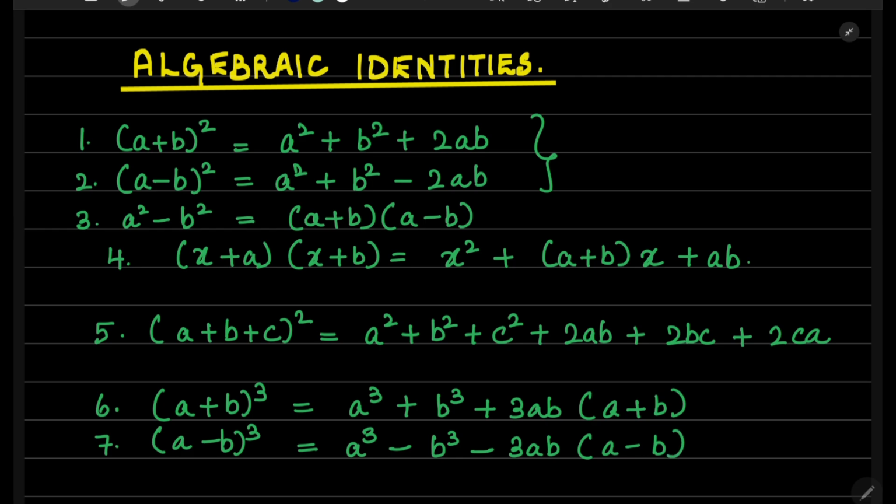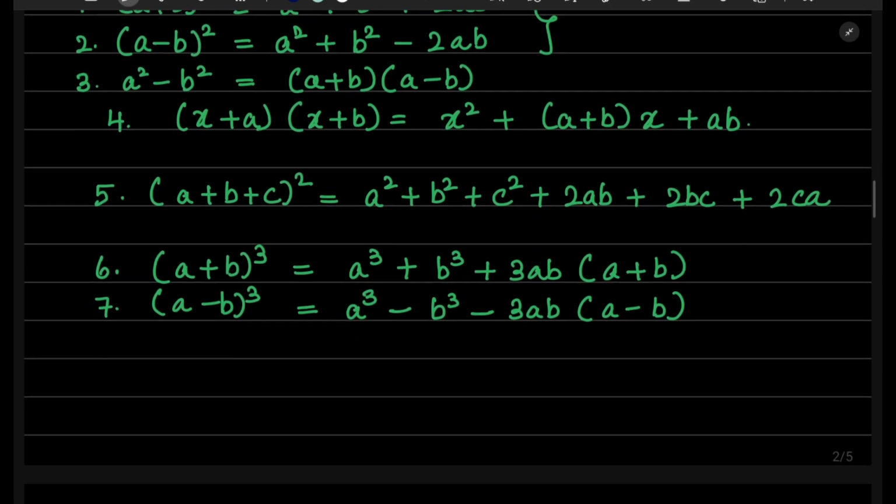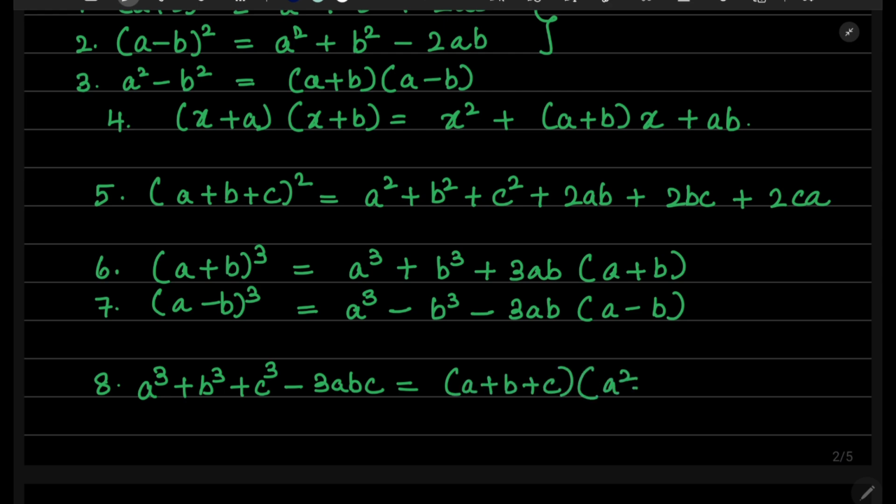So these are the 7 identities, and there's one more. The 8th one, I'll write it separately. Suppose you have an identity like this: a cube plus b cube plus c cube minus 3abc is nothing but (a plus b plus c) multiplied by (a square plus b square plus c square minus ab minus bc minus ca). Let us solve some problems based on the other identities.